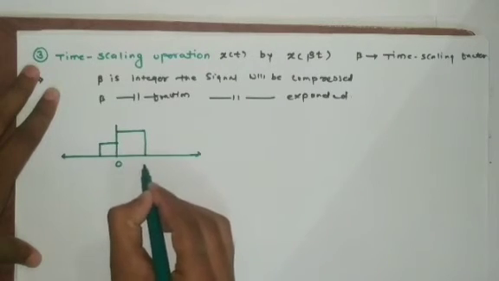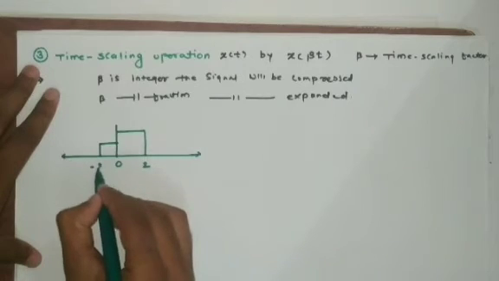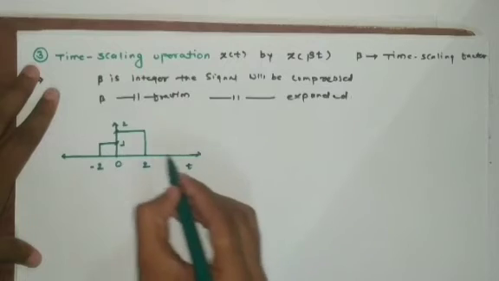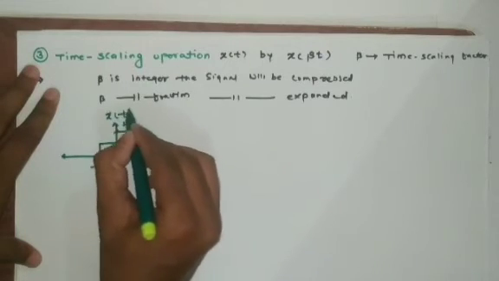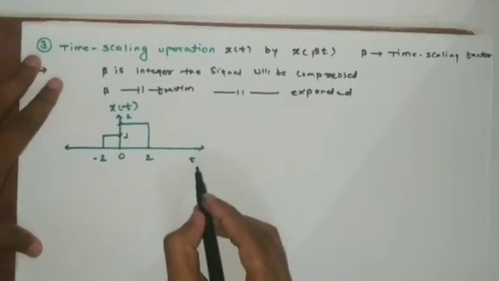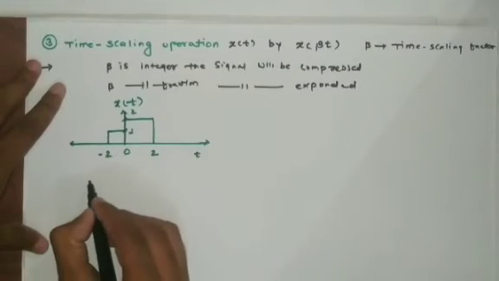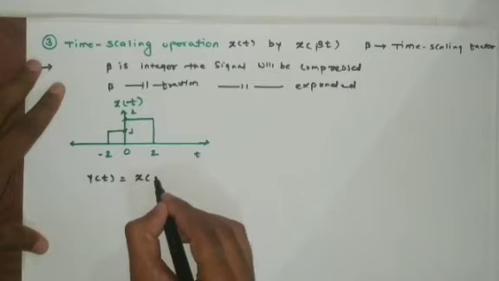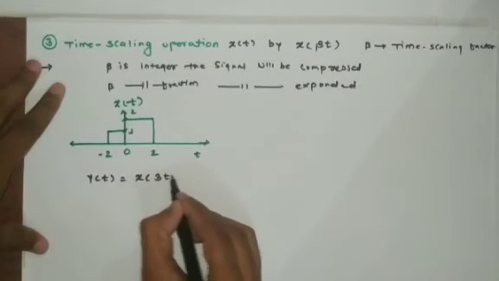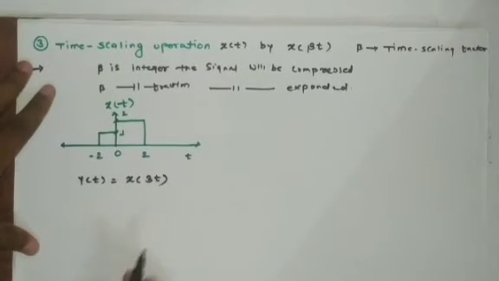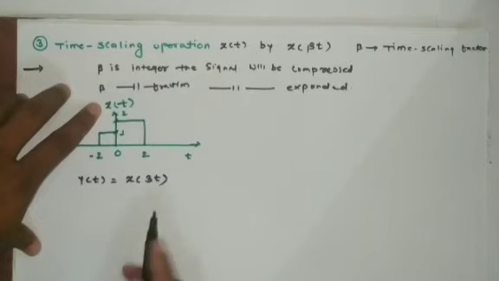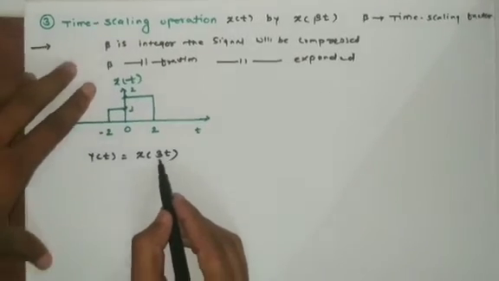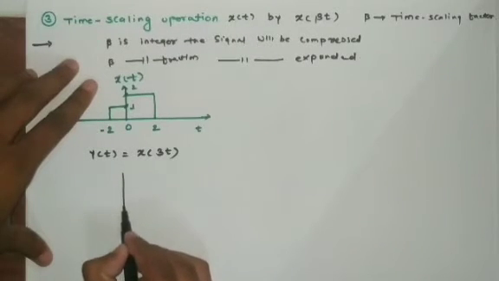This is from 0 to 2 and this is from 0 to minus 2. I am simply assuming we can take any of the input terms. This is t and this is the input signal x of t. Now let us consider that we got an output signal y of t, which is equal to x of, let's suppose, 3t. That means here the input signal is time scaled by a factor of 3.